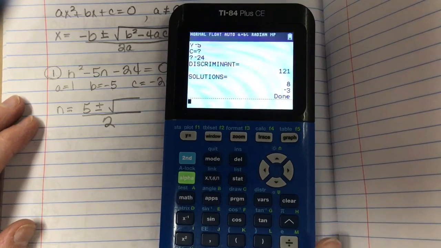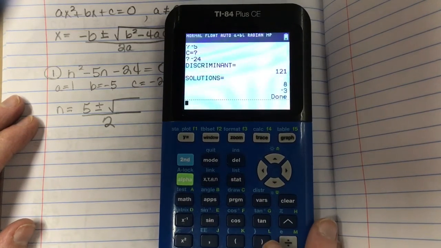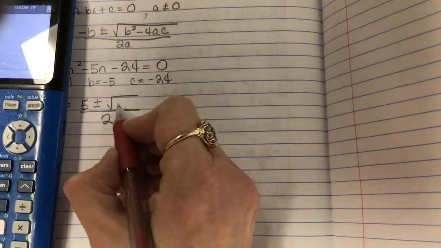Wow, it did all the work for us. It tells you the discriminant is 121. We can put that right there.